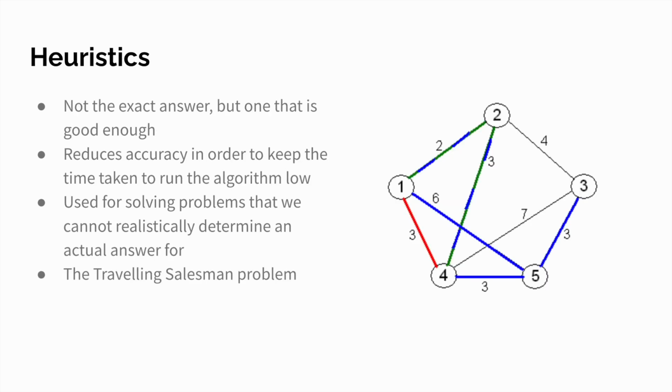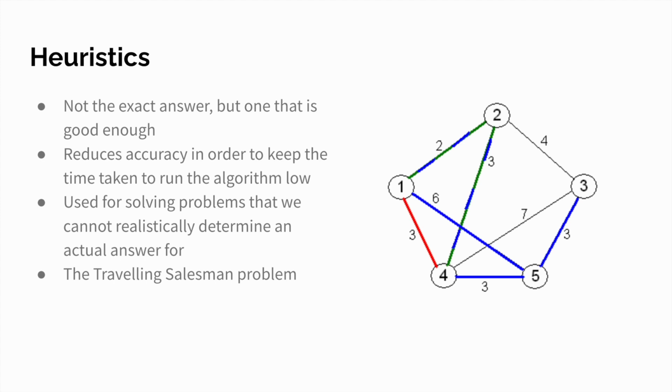Next, we're going to talk about heuristics. So heuristics is applied to problems that we can't realistically determine an answer for. There are problems such as the traveling salesman problem. This is a very famous problem. You can see I've attached a diagram I found here.